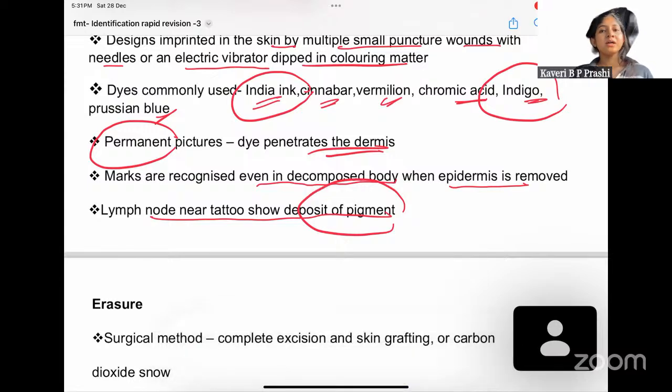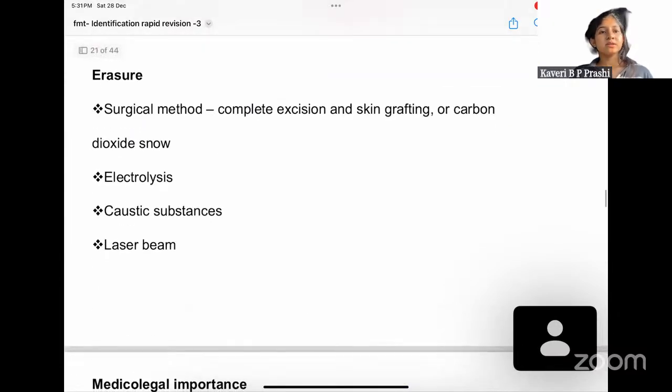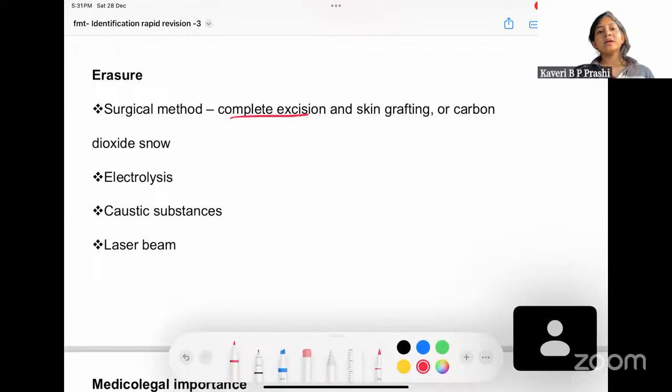Okay. Now coming to the eraser, we can use a surgical method for erasing, where we can do complete excision and skin grafting, or carbon dioxide snow can also be used. Complete excision is where, wherever the tattoo is there, you completely remove that portion of the dermis and the epidermis. And then skin grafting: after you remove everything, you take normal skin from elsewhere and graft that skin on the part where you have excised.